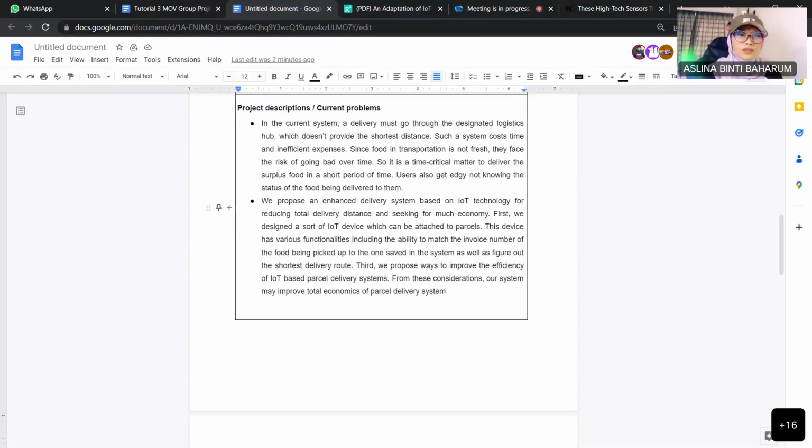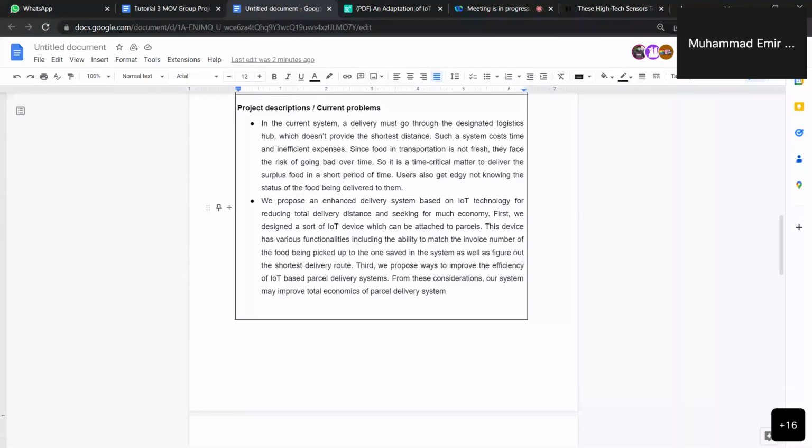What is the issue? The issue is that, I guess, it's just a big issue in Malaysia itself. People always throw away leftover food when they could give it to others. That's part of the example.